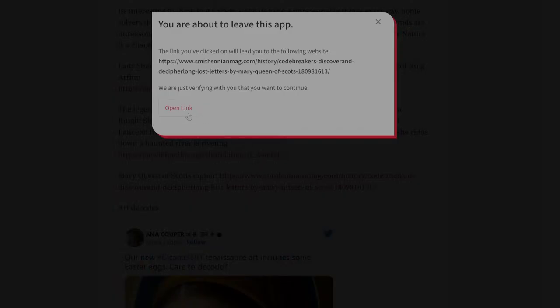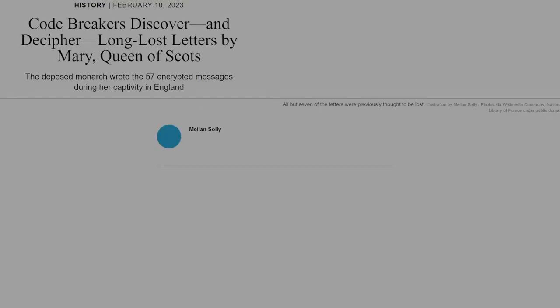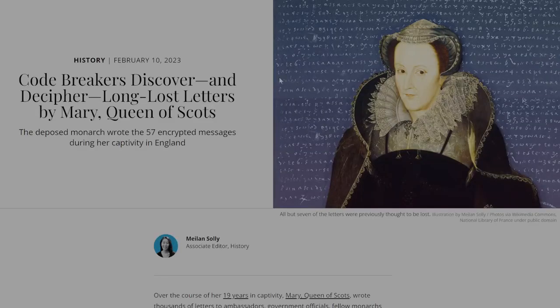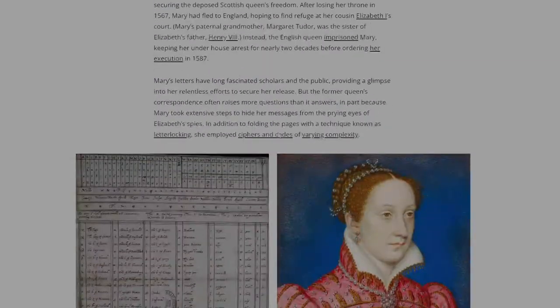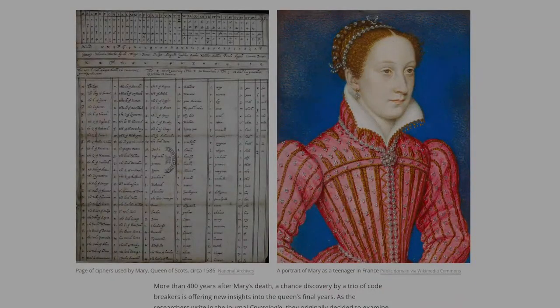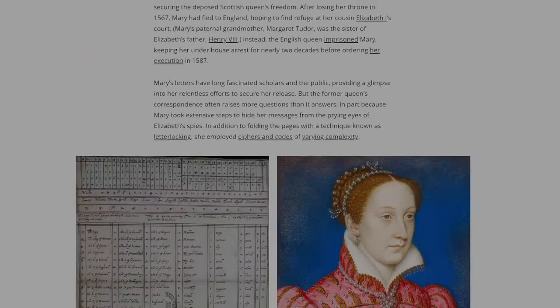Interesting, one of the things that has come up. So I posted in the Cicada Discord: code breakers discover and decipher long lost letters by Mary, Queen of Scots. So I thought this was really interesting. Obviously, whenever there's a new type of encryption, this is always interesting stuff.